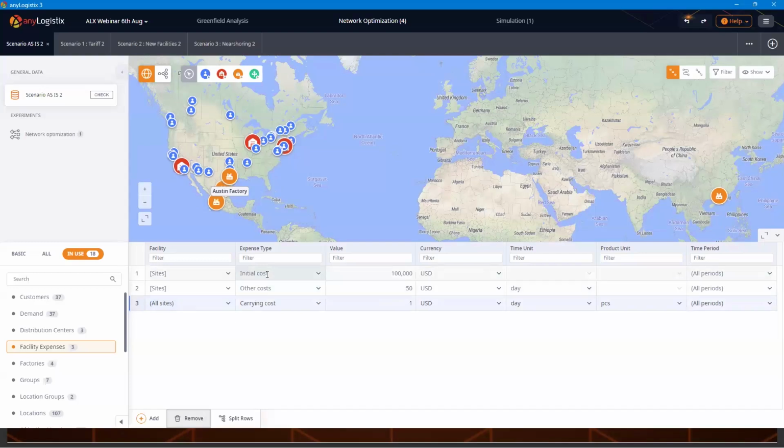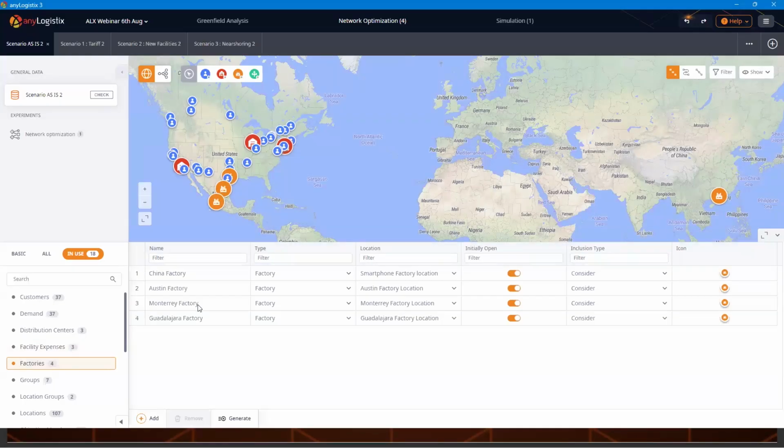So we have the initial cost. The other cost is per day. If I want to operate any of the DCs, I need to pay like $50. So it might be different. You can consider different costs like electricity cost or some overhead cost in that. And the inventory carrying cost per day per piece of the smartphone is one USD. Then as of now in our network, we have the four facilities. One is in China, one is in USA, two are in Mexico.